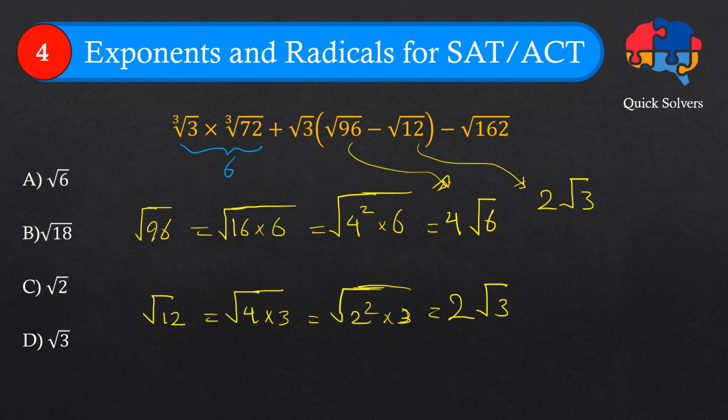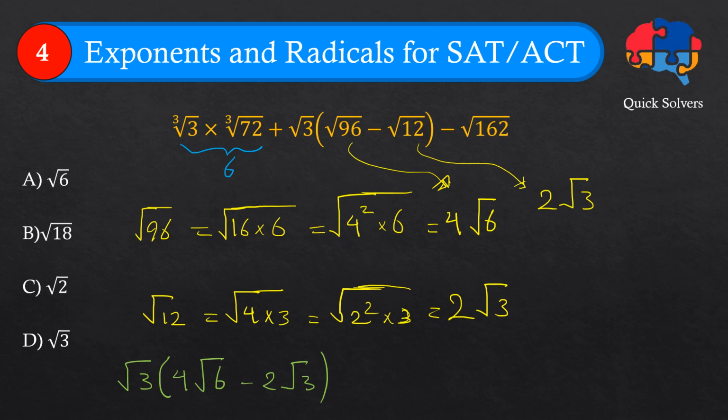can be written as square root of 3 times 4 times square root of 6 minus 2 times the square root of 3. Okay, now I need to distribute this square root of 3 to each term here.